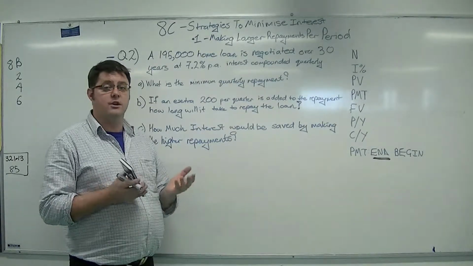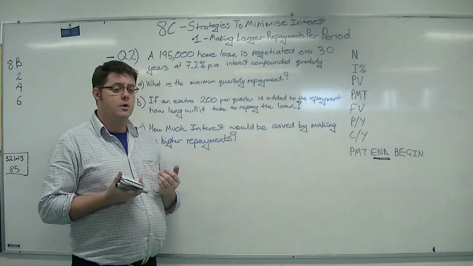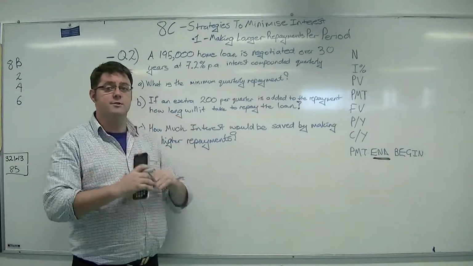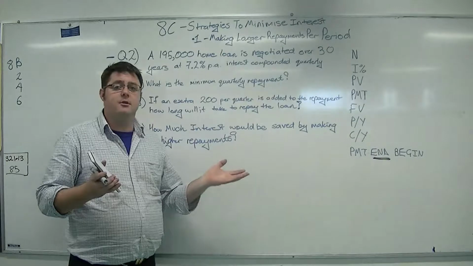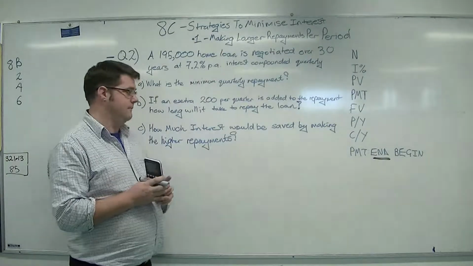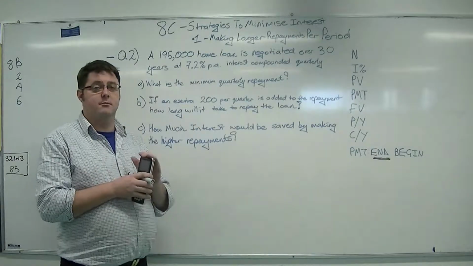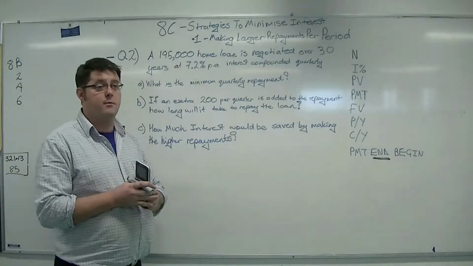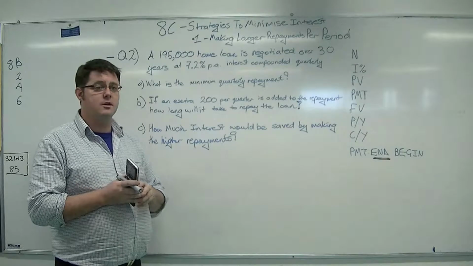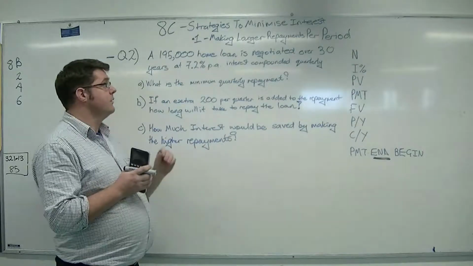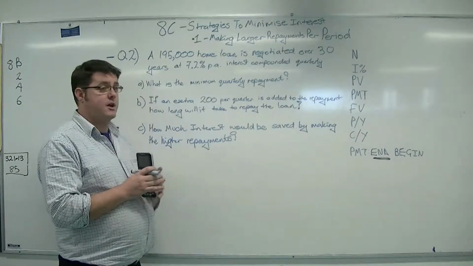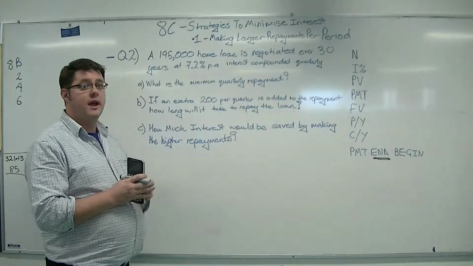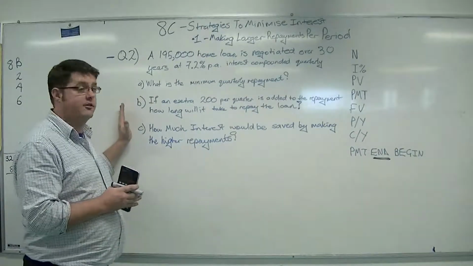So as a mortgagee, or the person who's got the loan out in their name, remember, we want to reduce the amount of interest because that's money that we could be doing something else with. There are different strategies that we can employ to do this, one of which is making larger payments per period. So over the term of the loan, we can look at paying an extra amount of money. Let's take a look at an example and we'll do question 2 as an example.